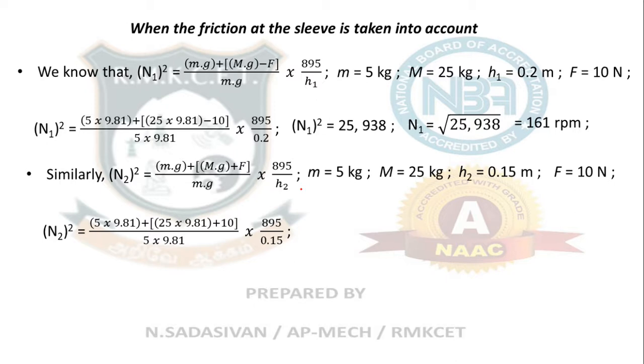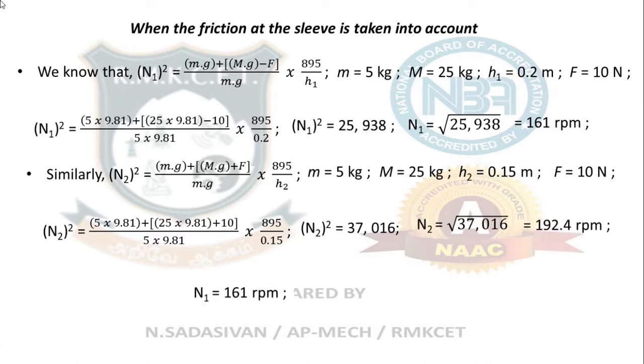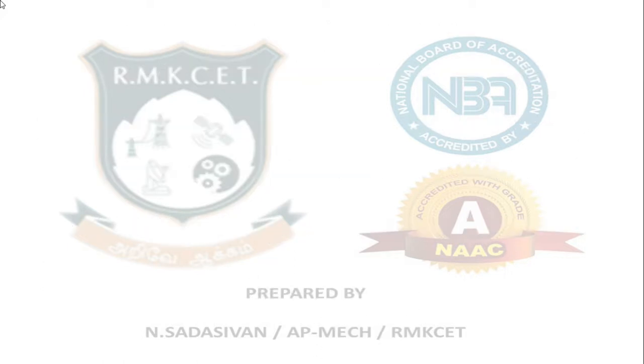So therefore, 5 kg into gravity, 25 kg into gravity, and again 10 Newton plus 10 Newton, divided by 5 kg into gravity, multiplied by 895 by H2, which is 150. Solve this, we will get n2 square as 37,016. Take square root, you will get 192.4 rpm. So therefore n1 is 161 rpm, n2 is 192.4 rpm.